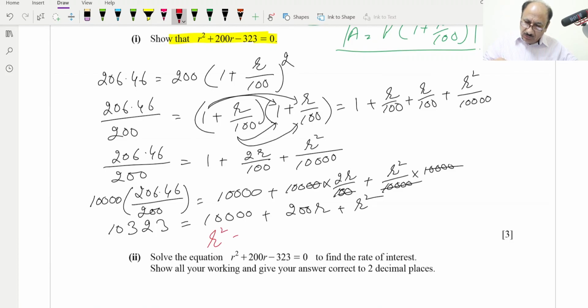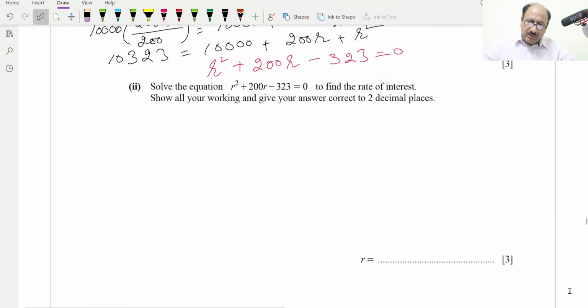r squared plus 200r, and 10,323 will be going to the other side. So after subtraction we will get minus 323 is equal to 0, and this is the equation which we were supposed to prove, which we have done.